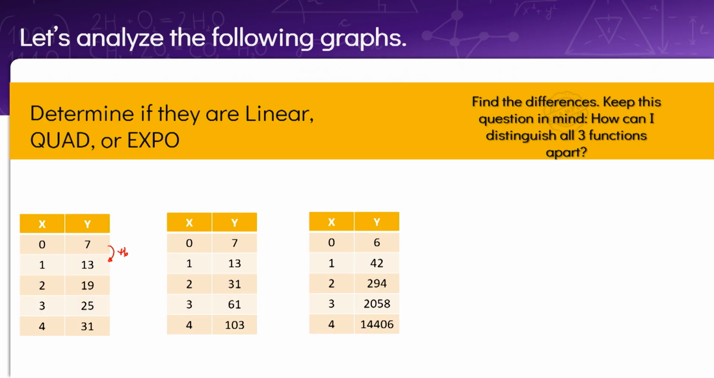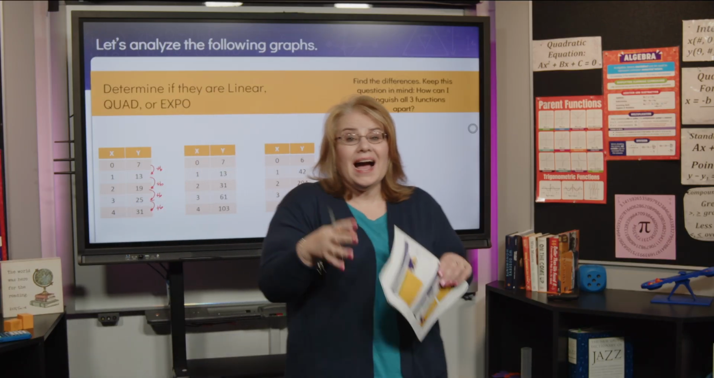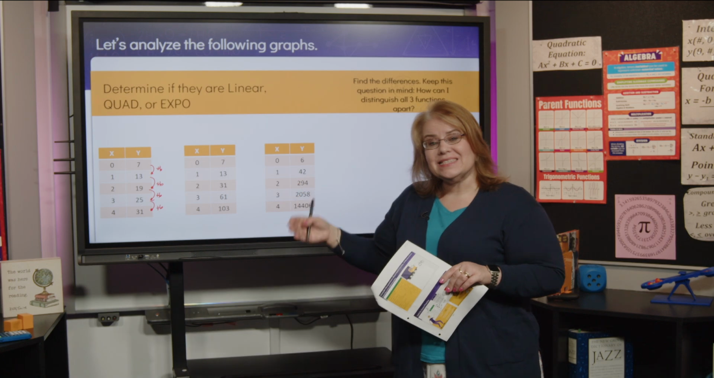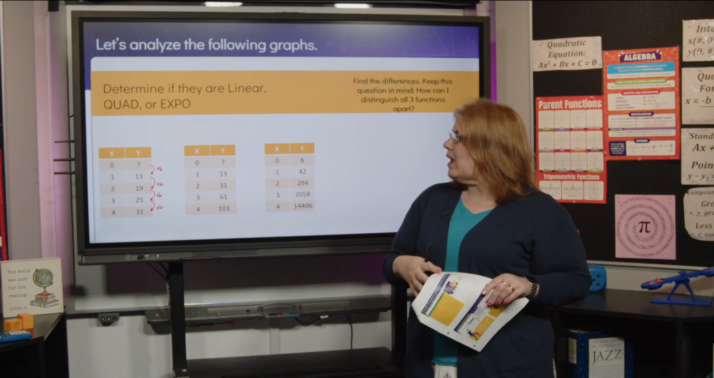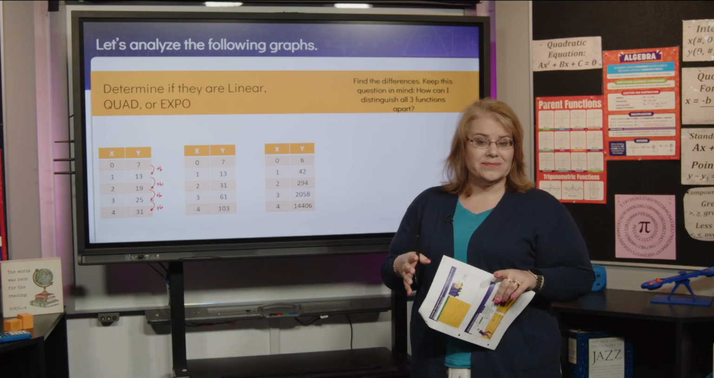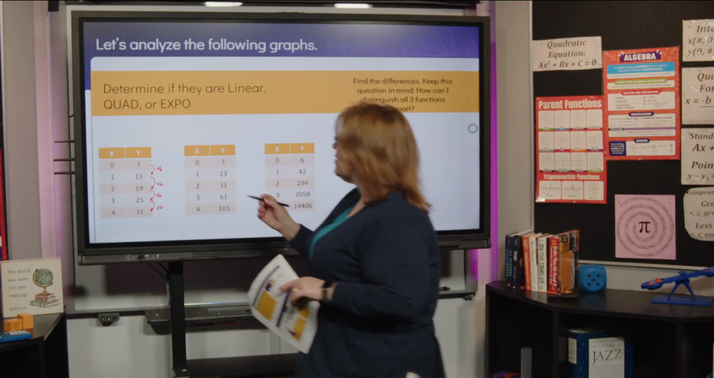I'm adding 6. Okay, since 13 is not anything that I can multiply 7 and get, so I know that. So what do I do to go from here to here? I'm adding 6. Same thing here, I'm adding 6. Same thing here, I'm adding 6. So I am changing from one point to the next constantly by adding 6. So what type of equation or function do we say that is? It's linear. So let's go ahead and put linear down.